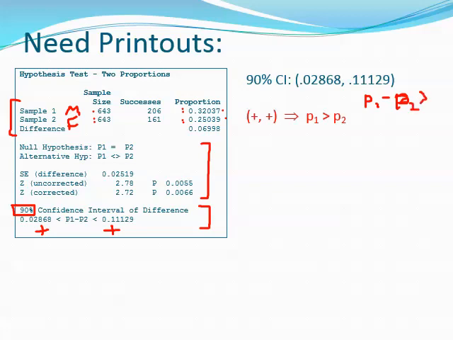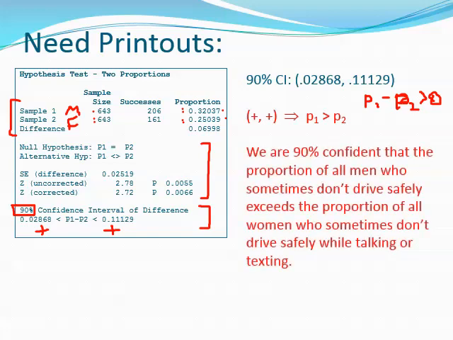I'm going to say that the difference in proportions is greater than 0 because of those positive numbers. In other words, P1 is greater than P2. I am 90% confident P1 is greater than P2. Now, how do I say that in the words of the problem? This is how I chose to say it here. We are 90% confident that the proportion of all men who sometimes don't drive safely exceeds the proportion of all women who sometimes don't drive safely while talking or texting. That's what this means. The first one is bigger than the second one.